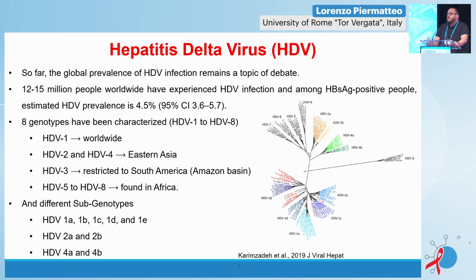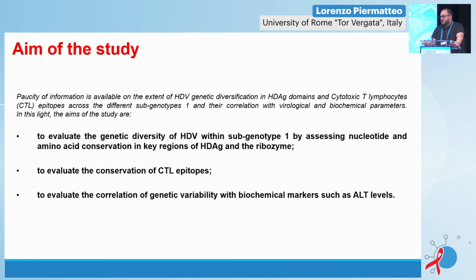Globally, hepatitis delta is worldwide, and we estimate a 5% prevalence in HBsAg positive individuals. Due to its high genetic variability, 8 genotypes have been characterized, but genotype 1 is the most represented in the world. And some of them are also characterized by sub-genotypes.